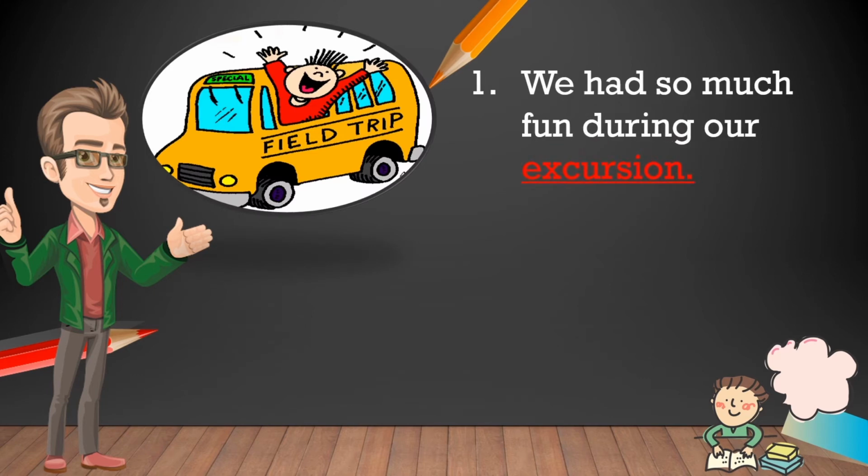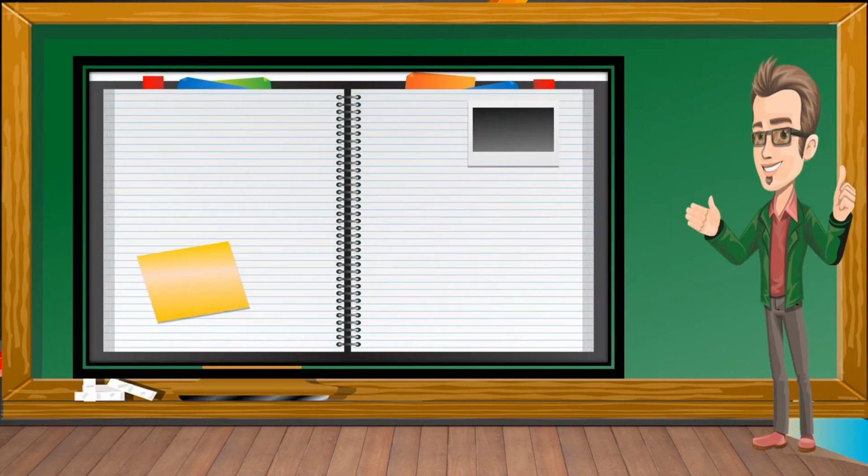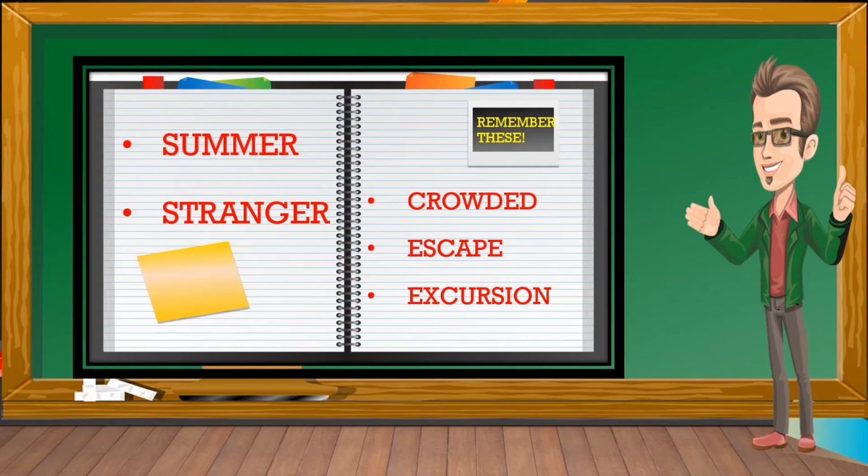Next word is excursion. What do you mean by the word excursion? Letter A, a short trip for leisure activity. Letter B, a picnic. Excursion means correct. A short trip for leisure activity. So, remember the 5 words that we have just learned today, kids. We have summer, stranger, crowded, escape, excursion.